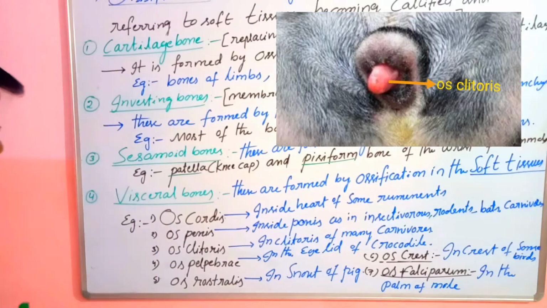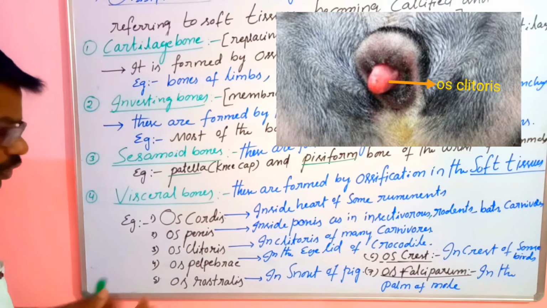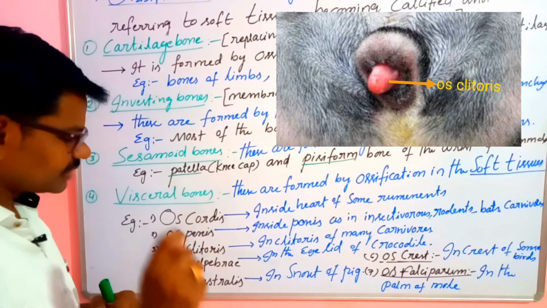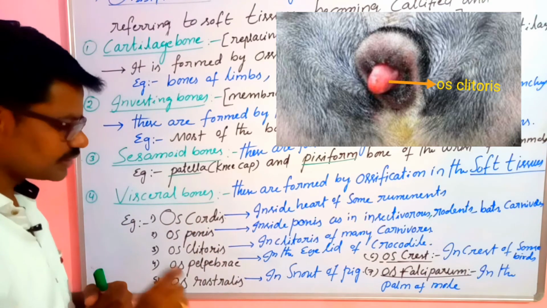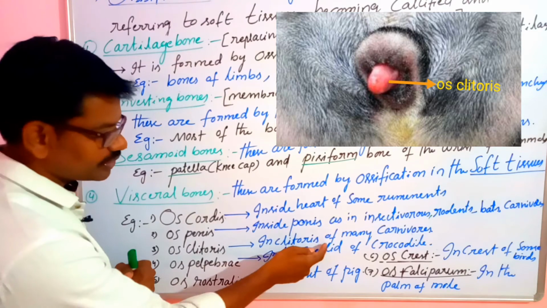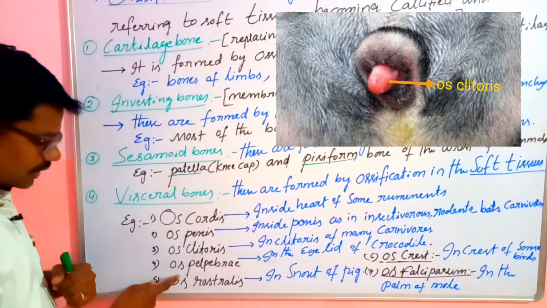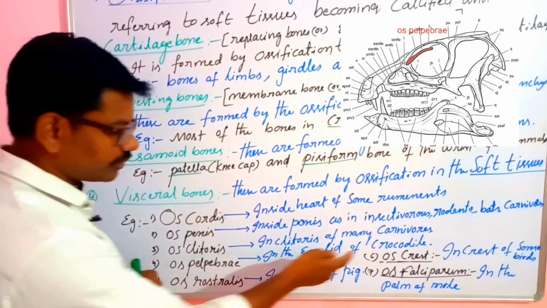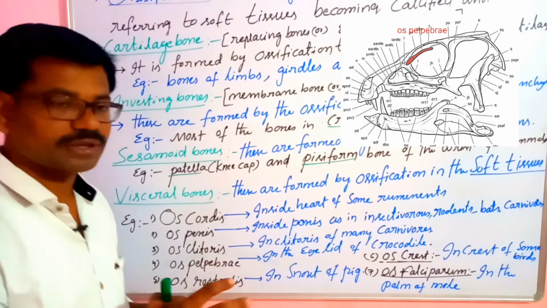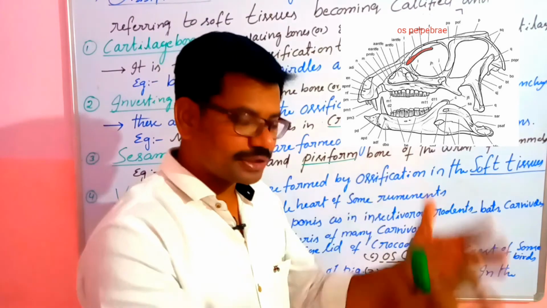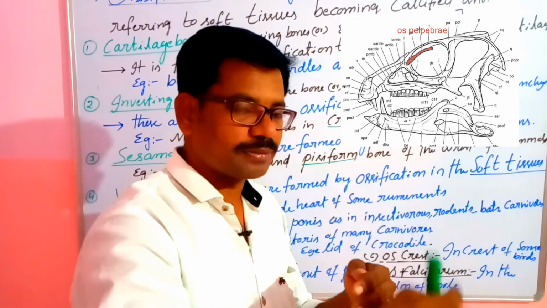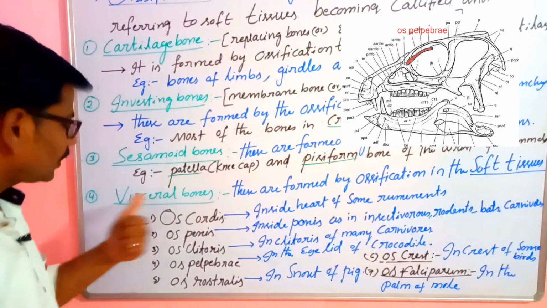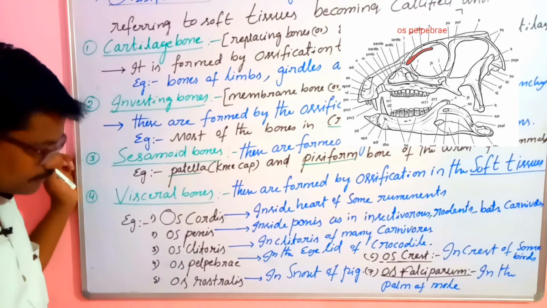Next, os clitoris. Os clitoris is homologous to the human penis, right? The clitoris is an external genitalia of the female organisms. It is mostly present in the clitoris of many carnivores. Next, os palpebrae. Os palpebrae is in the eyelid of the crocodile. Generally, crocodiles live in the water mostly. When they live in the water, the eyes should be protected by the eyelid. That eyelid is made up of a type of visceral bone. That is what we call os palpebrae.